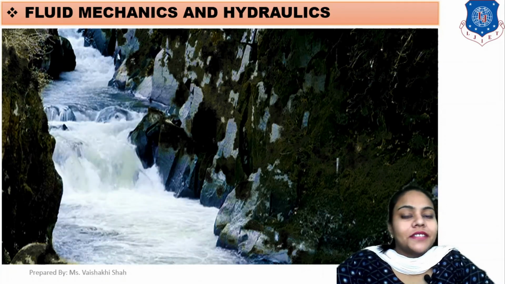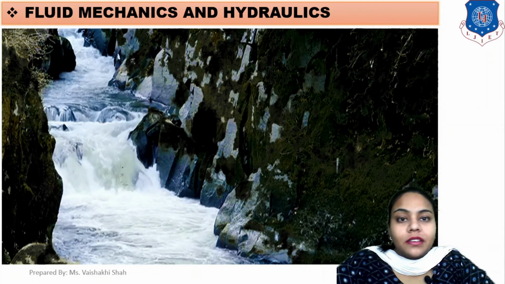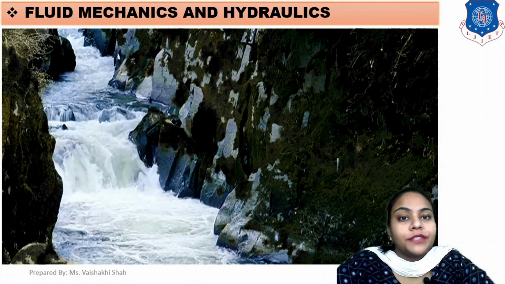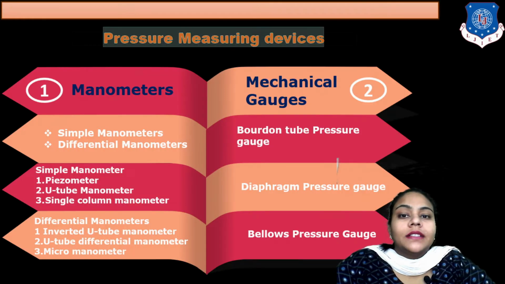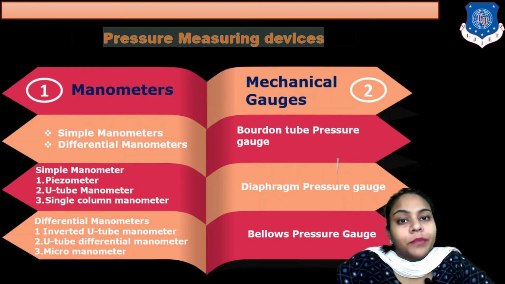Now, in the last lecture, we discussed different types of manometers, which are used to measure pressure or pressure difference between two pipes. There are different devices used to measure pressure. Not only manometers, mechanical gauges are also used to measure the pressure. So here is the list of different pressure measuring devices.